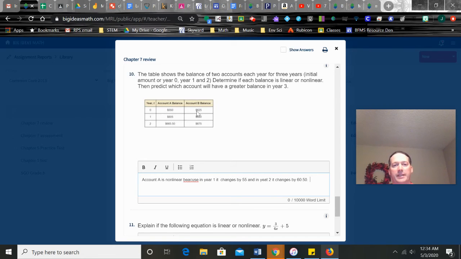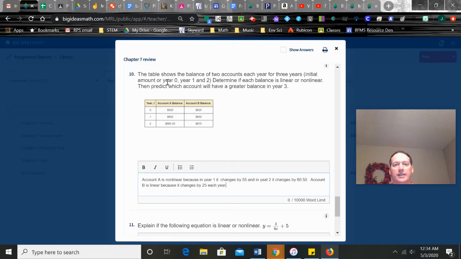Now, if you look at account balance B, it goes from 625 to 650. That's a change of 25. 650 to 675. That's another change of 25. So account B is linear. Yes, I know I misspelled the word. Let me fix this. Oh, now it's better. Account B is linear because it changes by 25 each year.